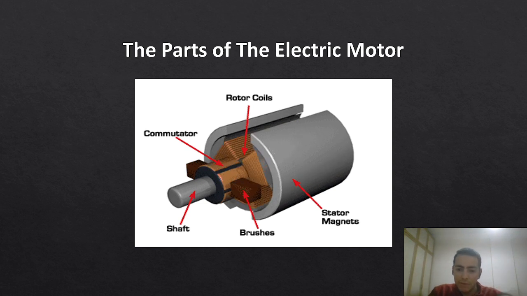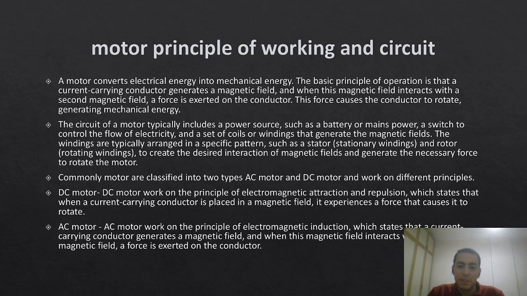Here is a video graph representing the motor principle of working and circuit. A motor converts electrical energy into mechanical energy. The basic principle of operation is that a current carrying conductor generates a magnetic field. And when this magnetic field interacts with a second magnetic field, a force is exerted on the conductor. This force causes the conductor to rotate, generating mechanical energy.